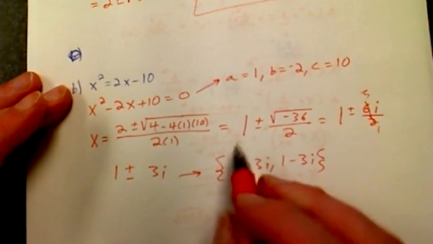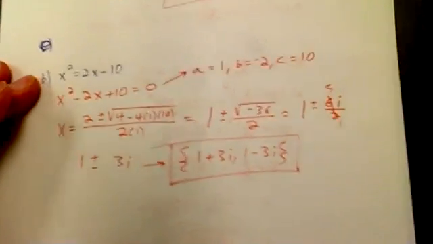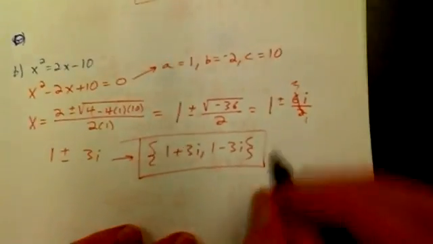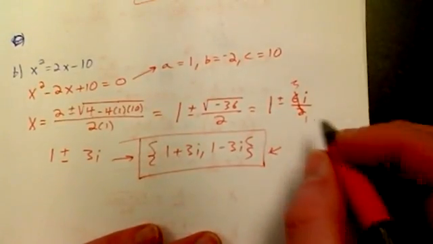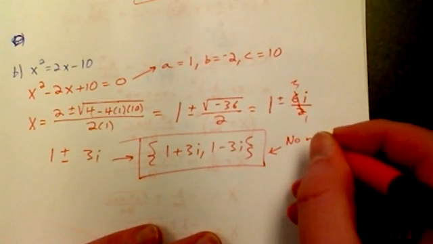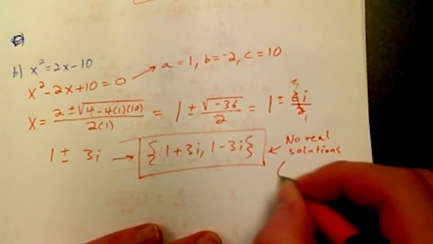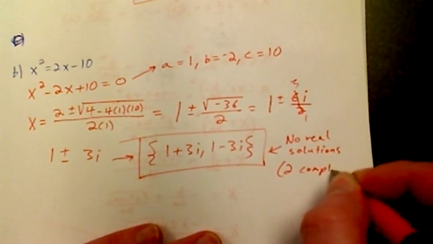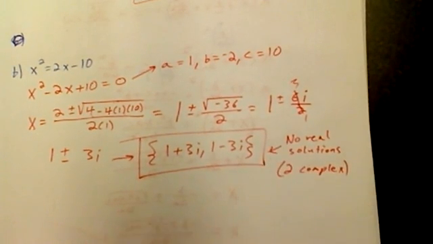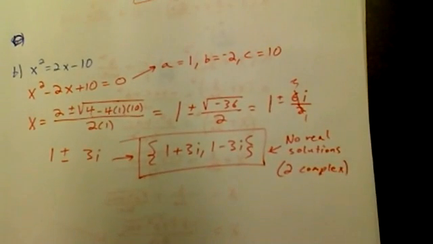So now that I'm here, I have no real solutions, right? No real solutions, really just complex. Because we only call it a real solution if it only has real parts. So I want you to keep that in mind.